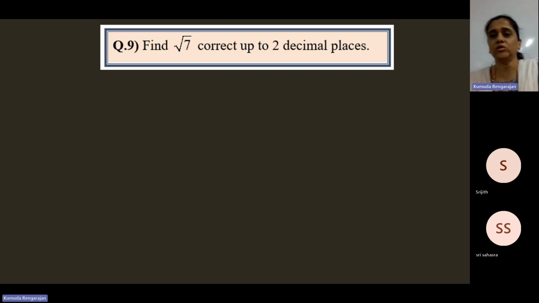So this I'll just tell you the procedure. You can try this as homework. Find the square root of 7. Correct up to 2 decimal places.